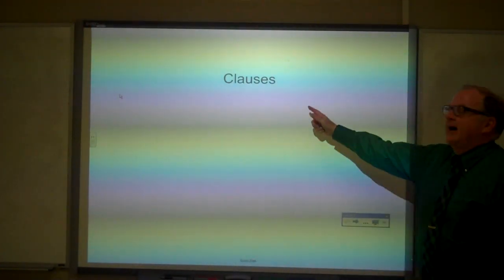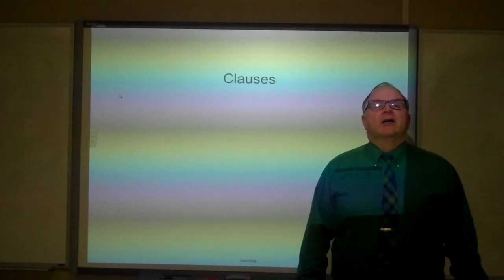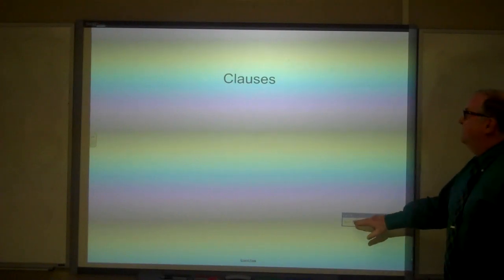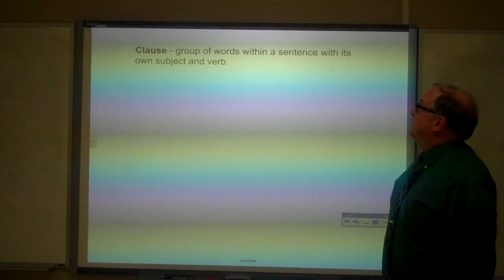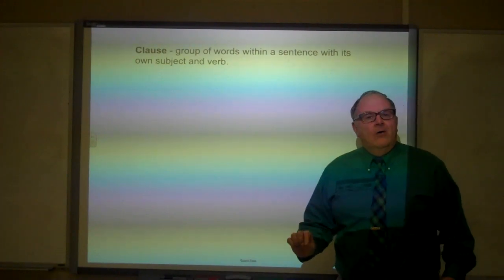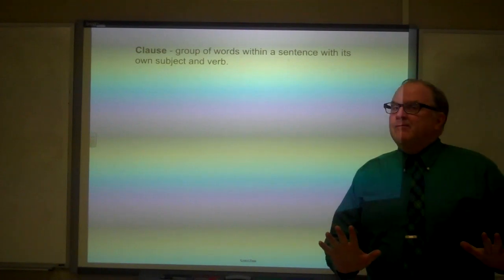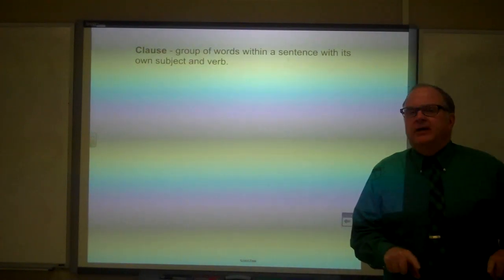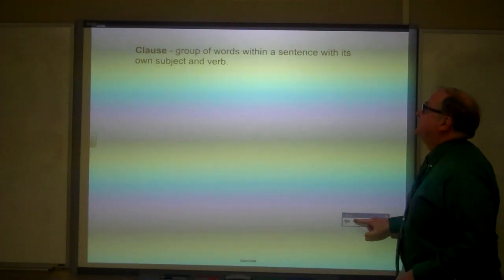Right now, I want to introduce you to the concept of clauses. A clause is a group of words within a sentence with its own subject and verb. A little different from a phrase, because a clause has both a subject and a verb, but it's part of a larger sentence.